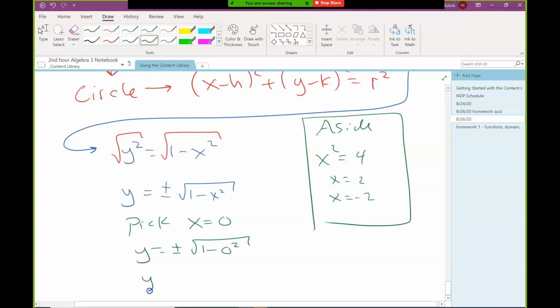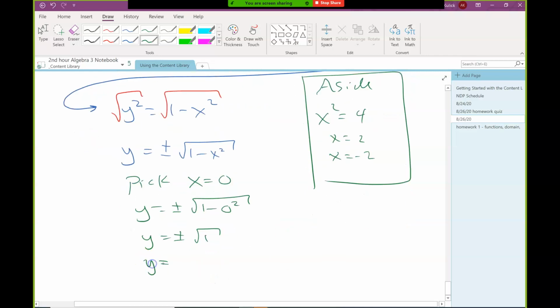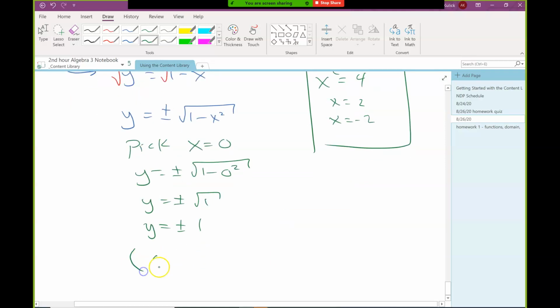1. What's the square root of 1? 1. So I'm left with y equals plus or minus 1. So what I have is the point (0, 1) and also the point (0, negative 1). Does everybody see that? Yes.